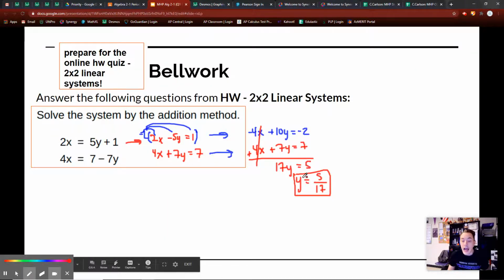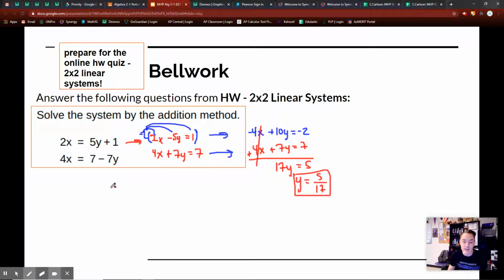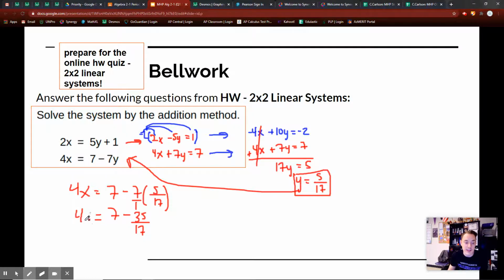Okay, so let's finish it. I have this fraction. Let's plug it into, it doesn't matter. Let's just do it this bottom one. So let's do 4x equals 7 minus 7 times 5 all over 17. Okay, so this is 7 minus, this is over 1, so negative 35 all over 17. And technically, I still have a 4x there. Now, what do I do here? I do have to combine fractions. And so combining fractions, remember, this is over 1 times 17 gives me 17. 1 times 17 is 17, right? What is 7 times 17? Okay, 7 times 17 should be, I think, I can't even remember.